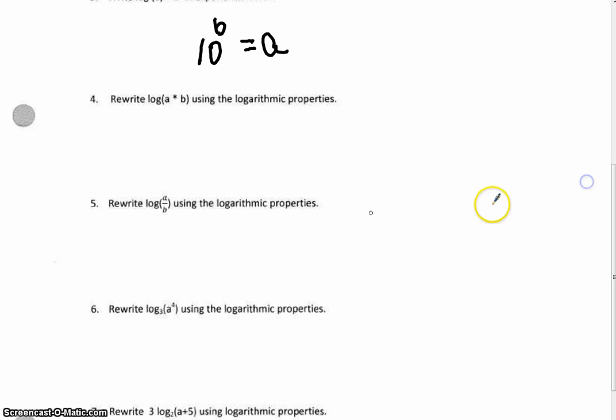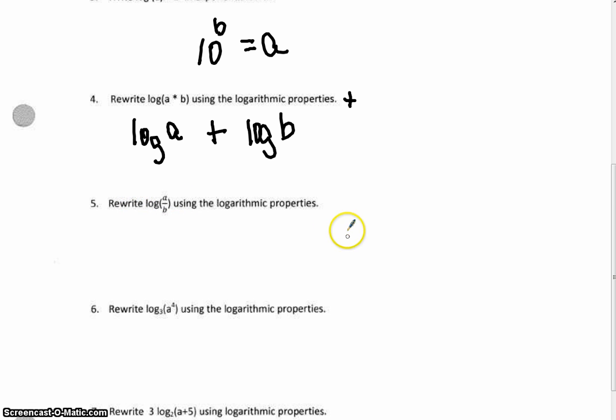Number 4, rewrite log of a times b using logarithmic properties. Remember, multiplication becomes addition, so this is log of a plus log of b. Rewrite log of a over b using the properties. Remember that a fraction becomes subtraction, so this one is log of a minus log of b.